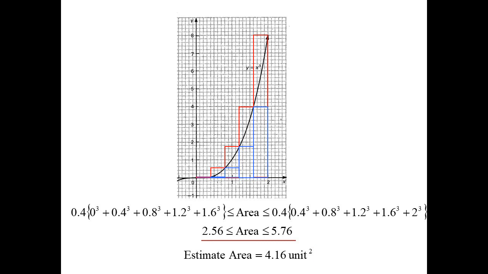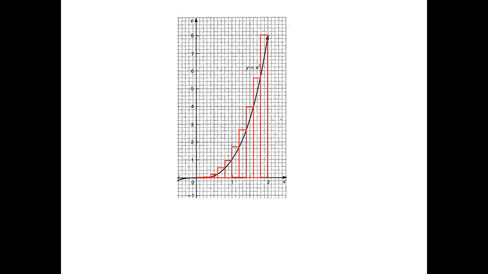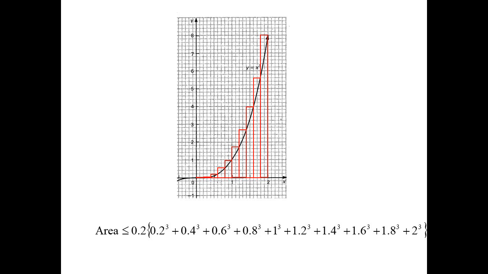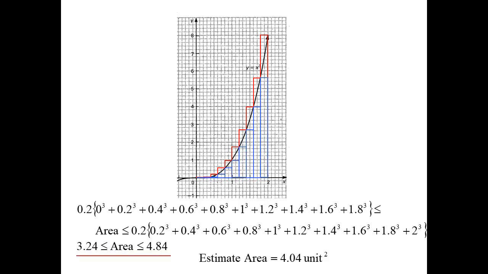Well, what the heck, let's do it again. I'll make 10 rectangles. So here we go, halving the width of all of those rectangles. I now know it's less than 0.2 times 0.2 cubed, 0.4 cubed, 0.6 cubed, and so on and so on. That's 4.84, but it's going to be bigger than 3.24, the average of which is 4.04. Remember, the exact amount was 4, so we're getting very, very close.